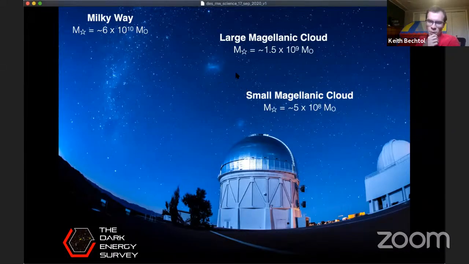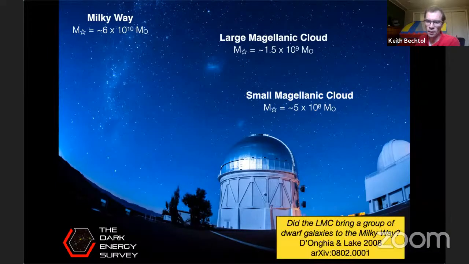They're visible by eye, and these are satellite galaxies of the Milky Way that have something close to a billion solar masses worth of stars. An interesting question is, did these largest satellites of the Milky Way, the Small and Large Magellanic Cloud, bring their own entourage of smaller satellites to the Milky Way? If you take this hierarchical structure formation model seriously, then you would expect that the hierarchy continues all the way down to the very faintest systems.